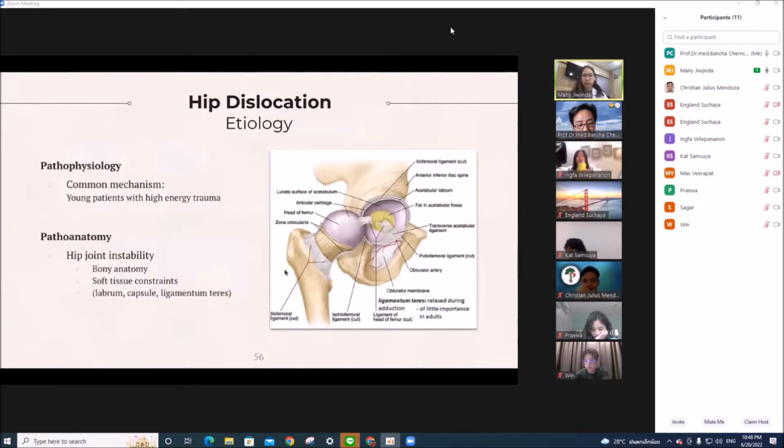Okay, so etiology. The most common mechanism that causes hip dislocation is high energy trauma, and it usually occurs in young patients. I'll get into more detail about this later. And then for the pathoanatomy, I didn't really understand this, but according to Ortho Bullets, the hip joint is inherently unstable due to its anatomy and the soft tissue that surrounds the joint, like the labrum, capsule, and ligamentum teres.